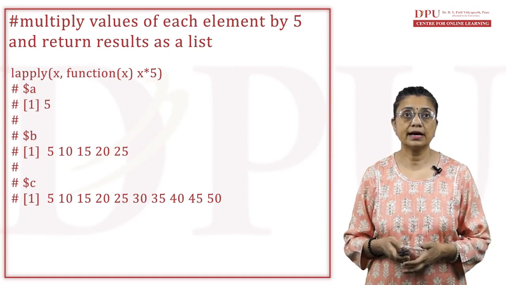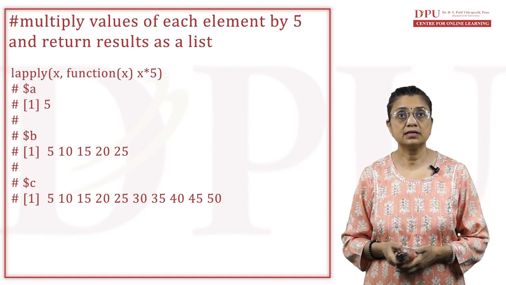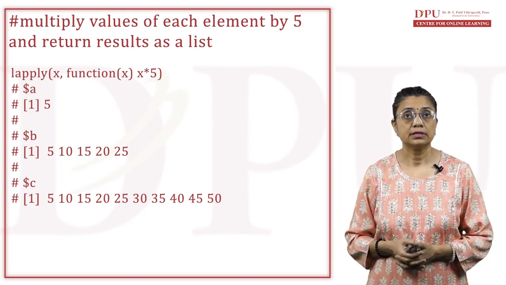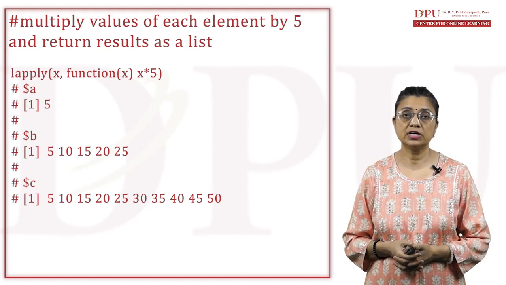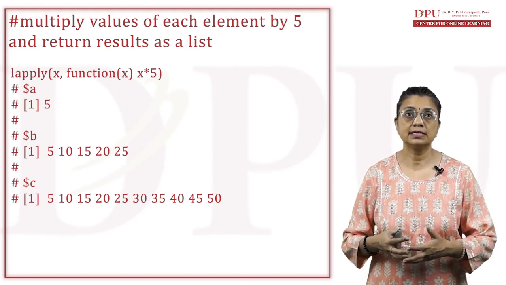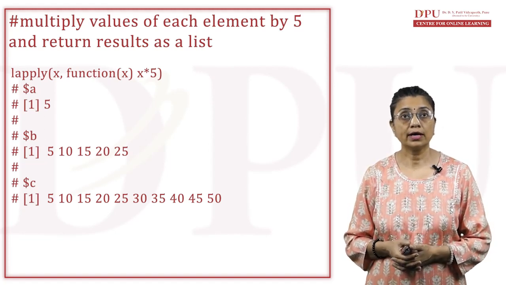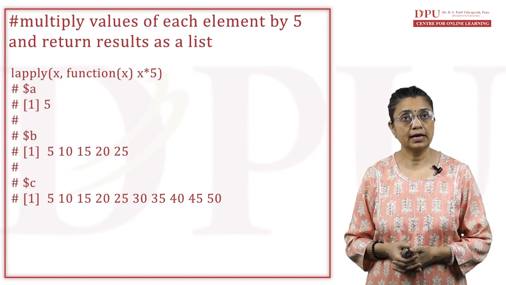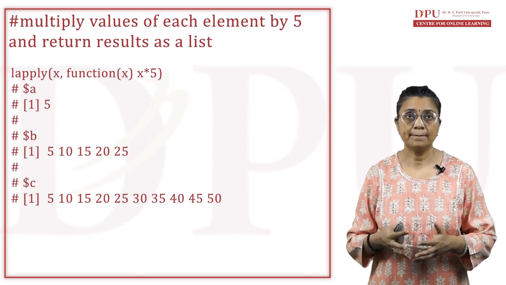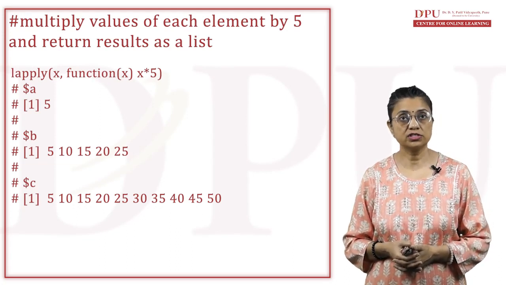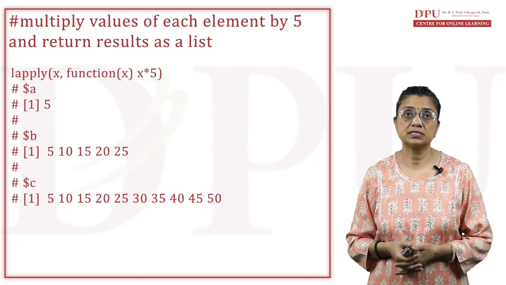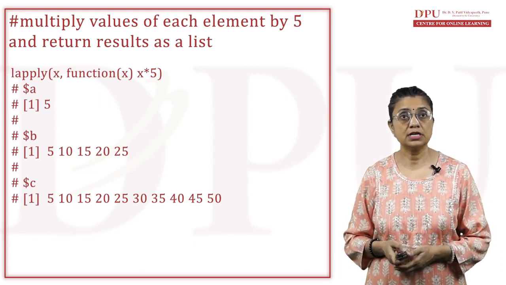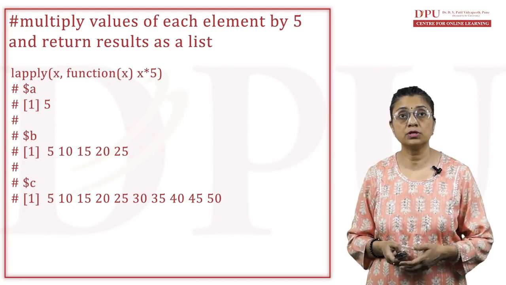Now we will see the lapply function with some kind of multiples. In this case, I want to return the results as a list. I repeat the question: I want to multiply the value of each element by 5 and return it as a list. So how can I go about it? Just have a look at the screen. Here I'm using the lapply function and I pass x, comma, function, and within function I pass x and x multiplied by 5. You can see over here that the first output is 5.